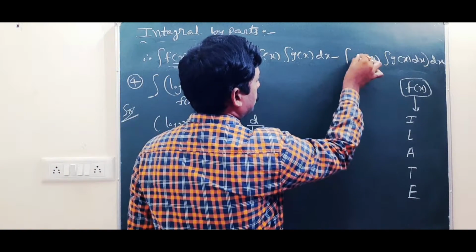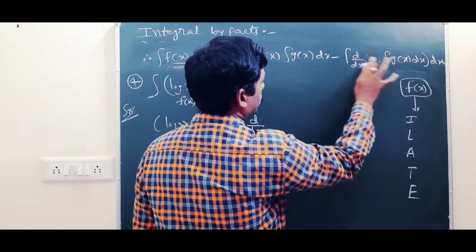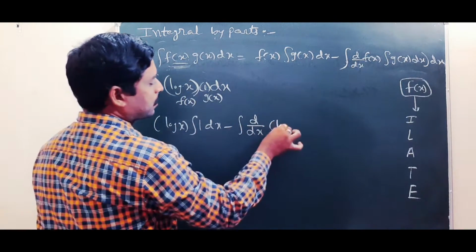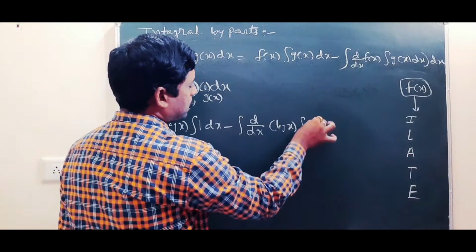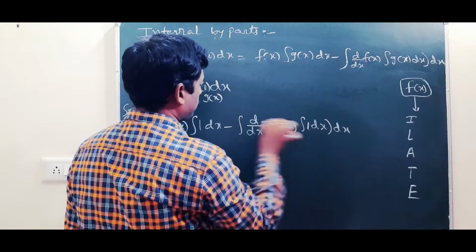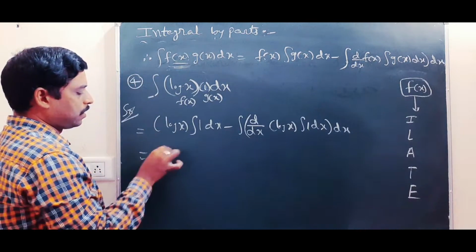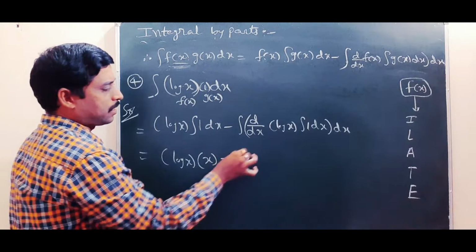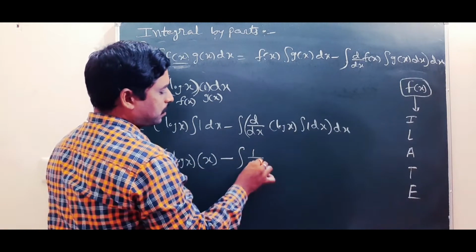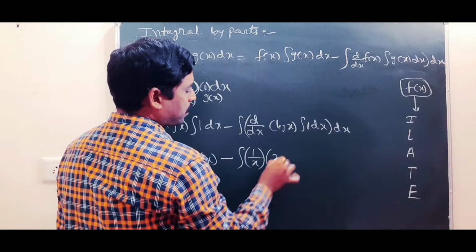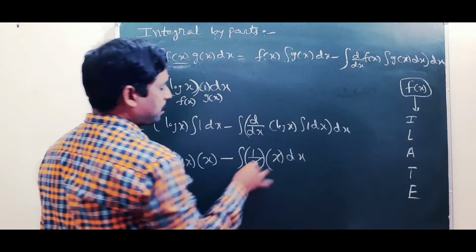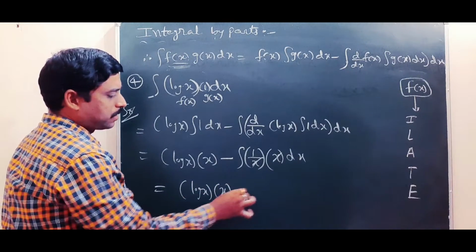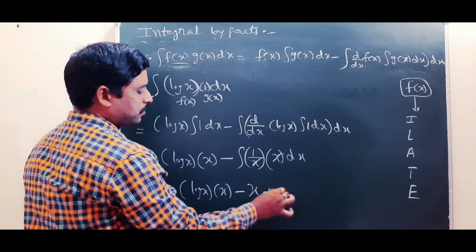This f dash x is nothing but d by dx of f of x. So d by dx of log x, integral 1 dx, whole dx. It is going to be log x into the integral of 1 dx, which gives x, minus the differentiation of log x, which is 1 by x, and the integral of 1 dx is x dx. In this the x gets cancelled. Log x into x minus the integral of 1 dx, which is x. This is the answer.